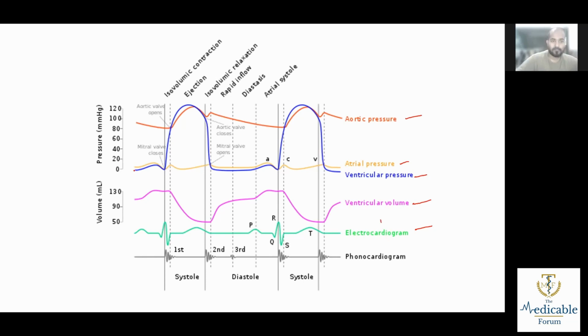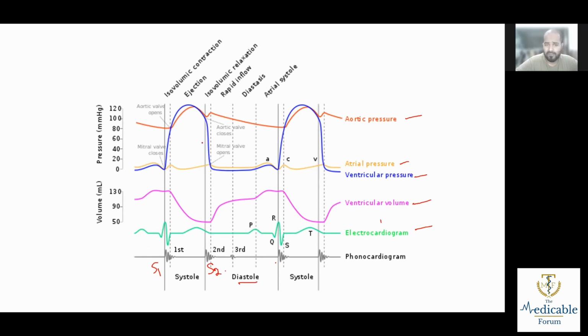Let's start. Now, what happens is that we know this is S1 and this is S2. Between S1 and S2 is your systole. Your systole is your ventricular contraction. And between your S2 and the next S1 is your diastole. And diastole is where your ventricles relax. So systole, your ventricles contract. Diastole, your ventricles relax.